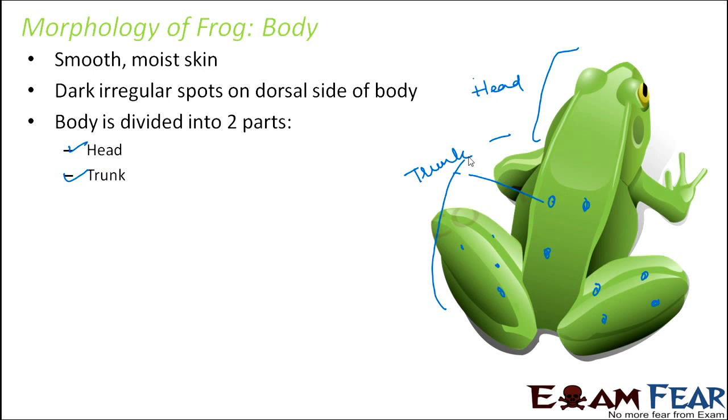So neck is absent in case of frog. You do not have a separate neck. Tail is also absent. You do not see a tail because in many chordates you see a tail.